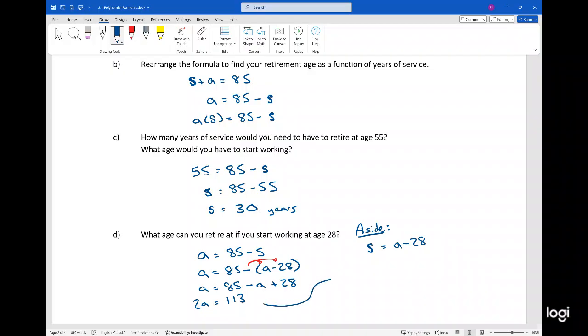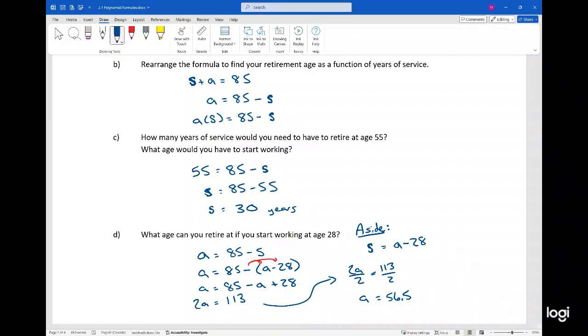And then I'm running out of room, so I'll make a little arrow and continue my equation over here. 2A divided by 2 equals 113 divided by 2. And the age in this case is going to be 56.5, I believe. So 56 and a half.